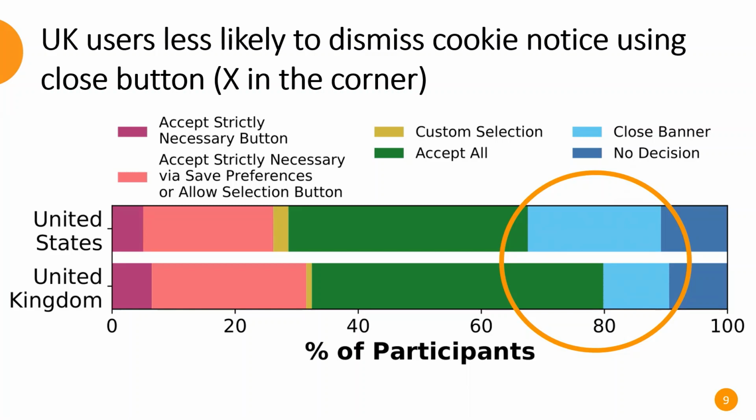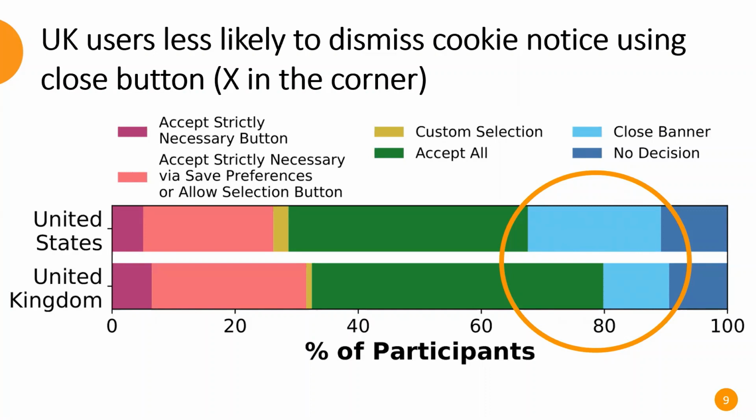So in the US, if you include a close button and the user uses it, you can safely default to accepting all cookies, whereas in the UK, if you included a close button, the default would have to be accepting only necessary cookies. So in the UK, cookie banners are sort of incentivized to not include a close button.